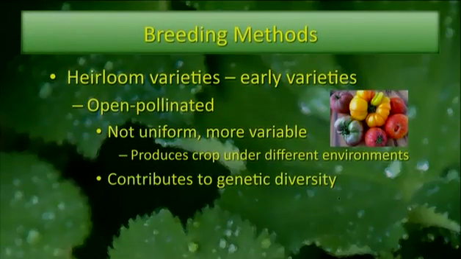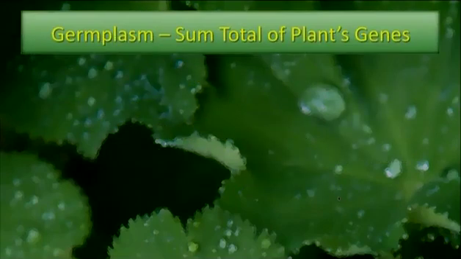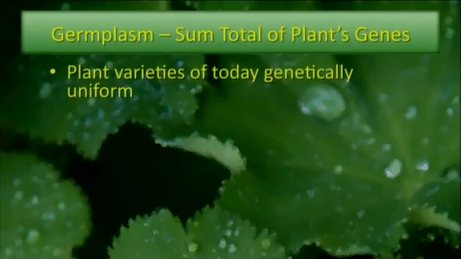So that contributes to the genetic diversity of breeding programs, which is good. This is one of the reasons why sexual reproduction is so good, with the mutation and the recombination during meiosis that we talked about before: through sexual reproduction you get more variation, and this variation allows individuals to survive different kinds of conditions. Now, the germplasm is the sum total of the plant's genes. Plant varieties of today tend to be genetically uniform.